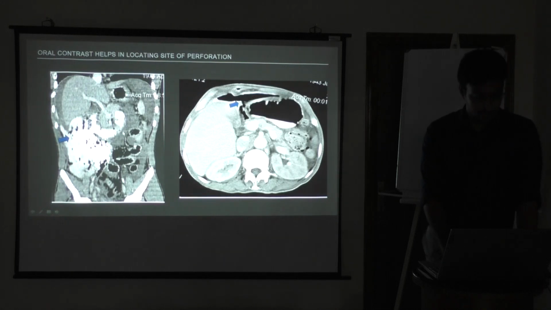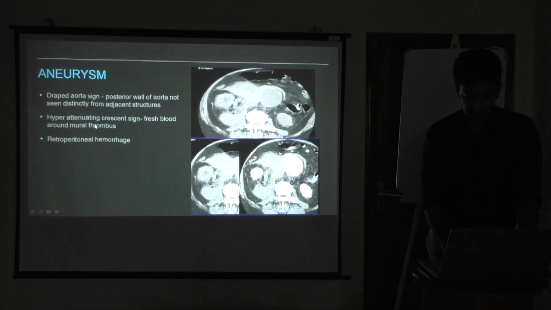So in this case, you can see this is the duodenum. Here the word is not enhancement, the contrast is there. So contrast is leaking outside the bowel wall. So this way we can identify the location and the cause of the perforation.